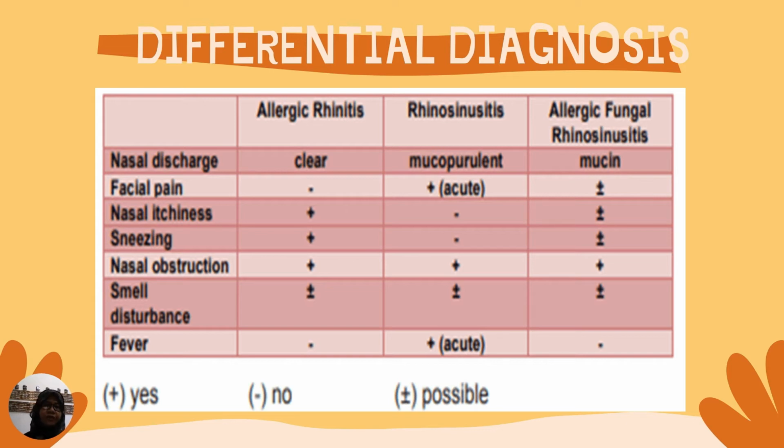So what are the differential diagnoses of rhinosinusitis? One is allergic rhinitis. The other one is allergic fungal rhinosinusitis. The symptoms are actually almost the same, except for the color of the nasal discharge. In rhinosinusitis, the nasal discharge will be purulent, yellowish, as compared to allergic rhinitis and fungal sinusitis, where they have clear mucinous discharge. Facial pain is more prominent in rhinosinusitis, and fever. You will find fever in cases of rhinosinusitis and not in allergic rhinitis or fungal rhinosinusitis.